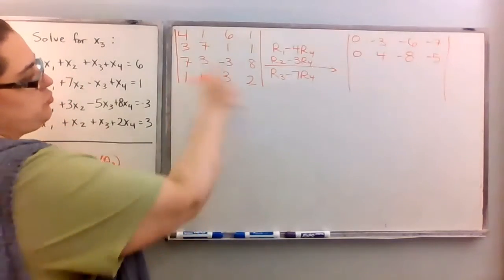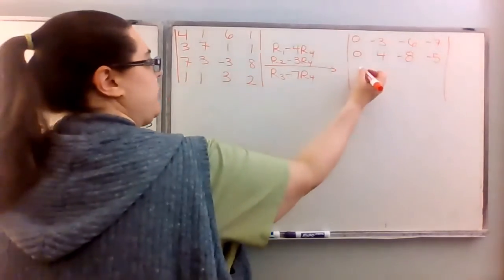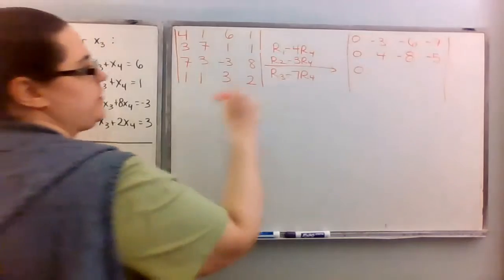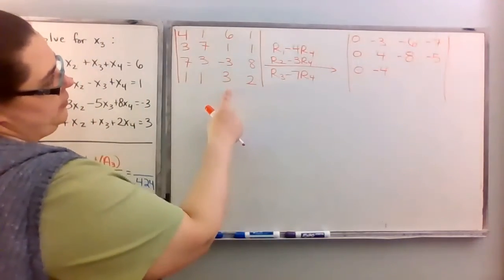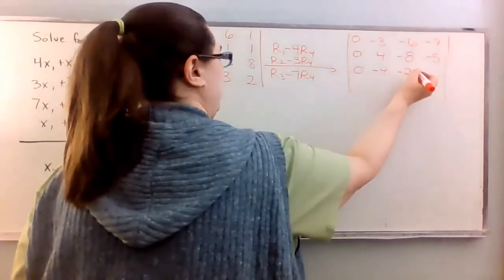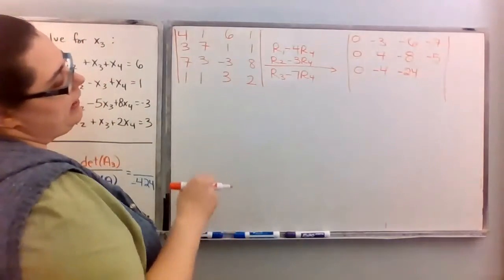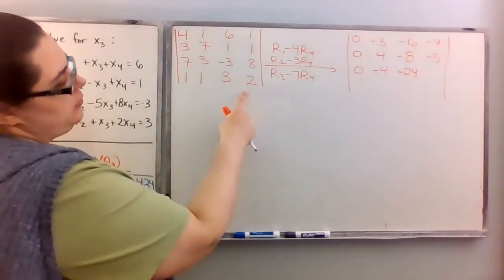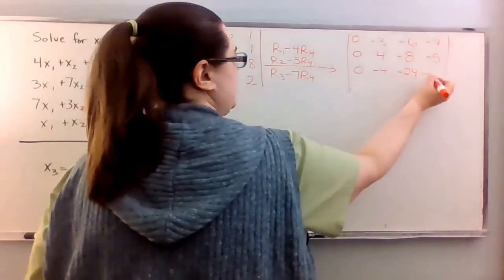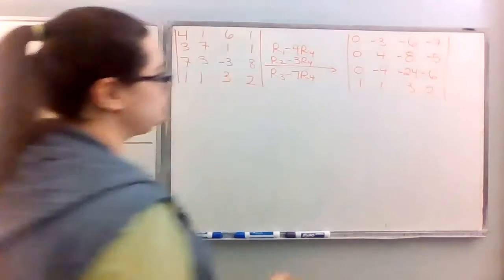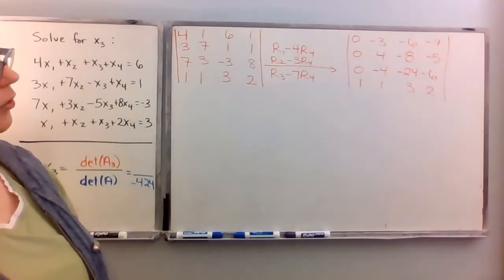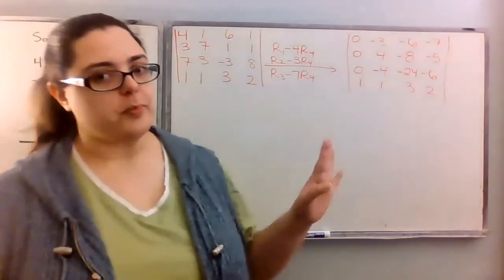And then to finish, we're going to subtract 7. So 7 minus 7 is 0. 3 minus 7 is a -4. -3 minus 21 is a -24. And then 8 minus 14 is a -6. Okay, so this is it. That's all I'm going to do for my row operations.